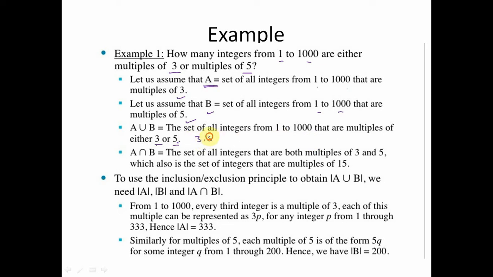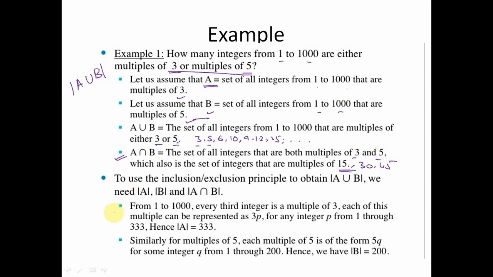Numbers like 15, 45, 30 are the multiples of both 3 and 5. That means 3 will be there, 5 will be there, 6 will be there, 10 will be there, 9 will be there, and so on, which are either divisible by 3 or divisible by 5 or divisible by both. 12, 15, and so on. Whereas A intersection B is the set of all the integers which are multiples of both 3 and 5. For example, 15, 30, 45, and so on. Now we have to find out how many integers are there which are either multiples of 3 or multiples of 5. So I have to find out the cardinality of A union B.